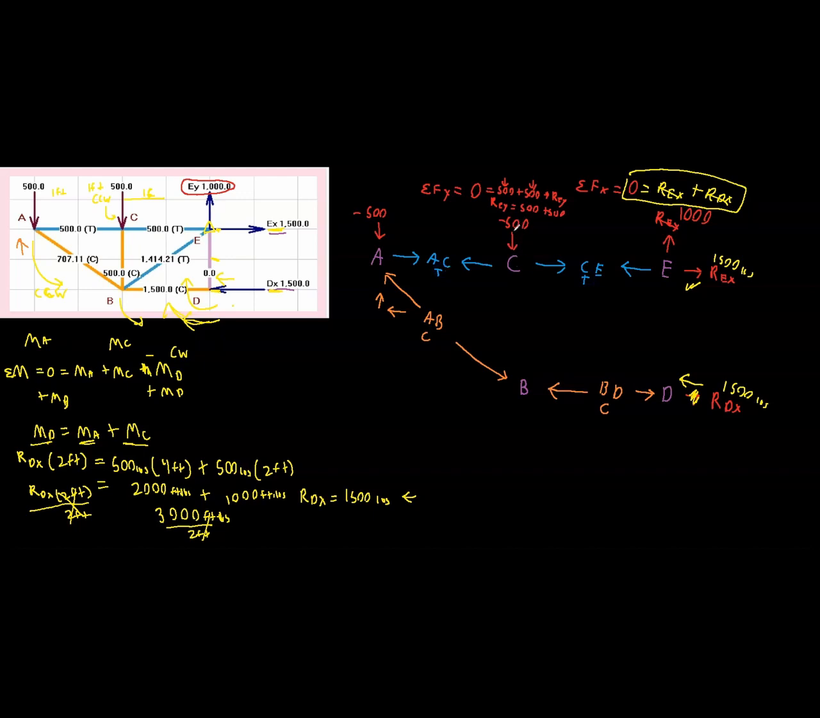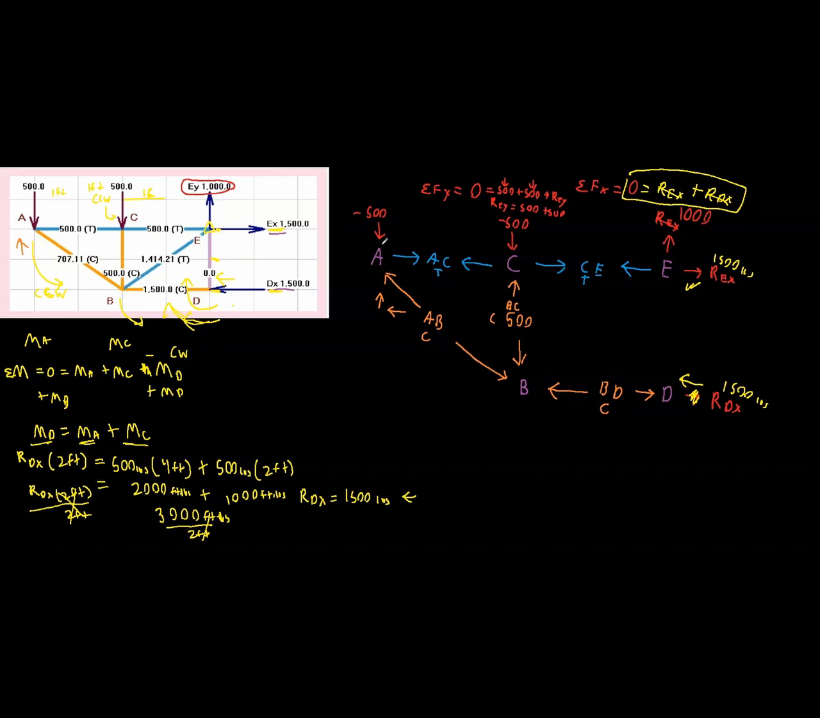If you look at C, there is a downward force of 500 pounds, and so I can assume that I have to have an upward force at C of 500 pounds, which is what we call BC, and that has to be compression. I think you figured that out.